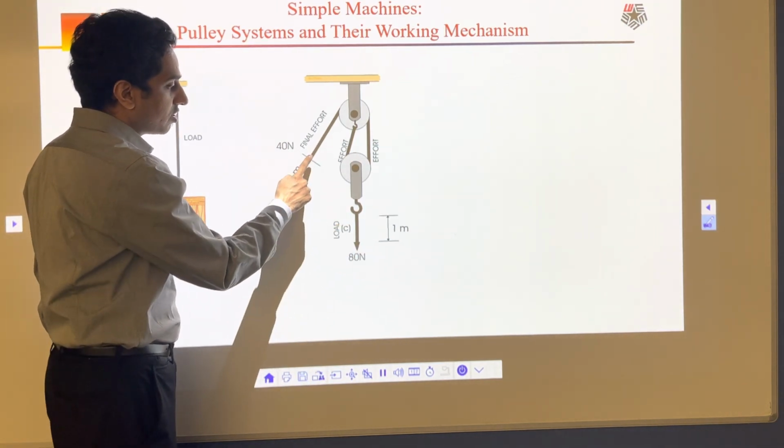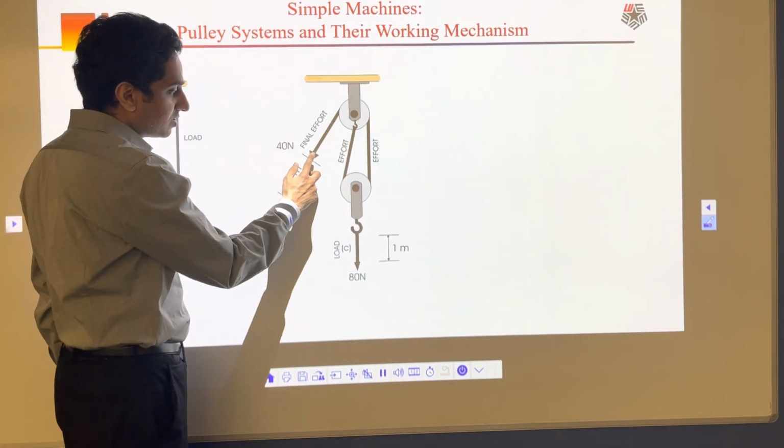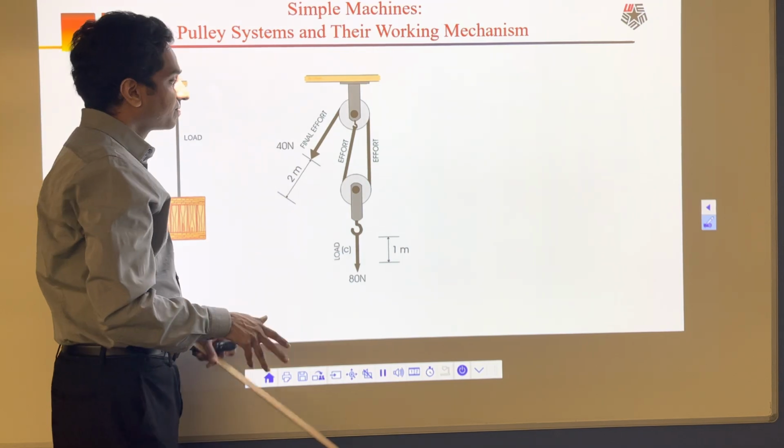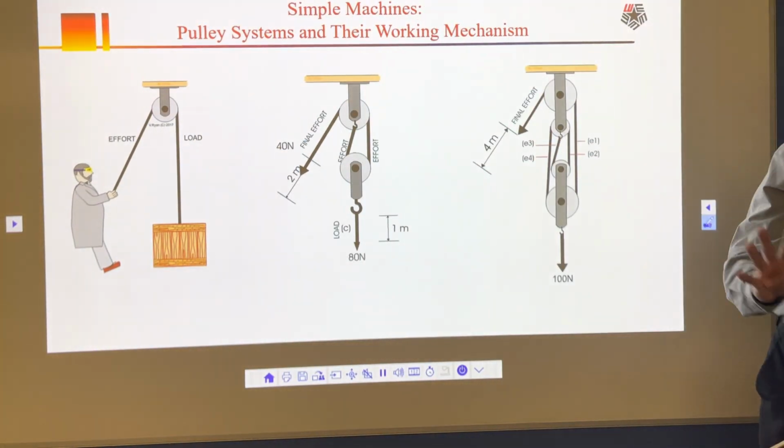So instead of 1 meter, you are going to travel 2 meters. So your mechanical advantage here is 2, but at the same time, you have to move the distance twice. Then let's assume that I have another system like this one. In this system, I have 4 pulleys.